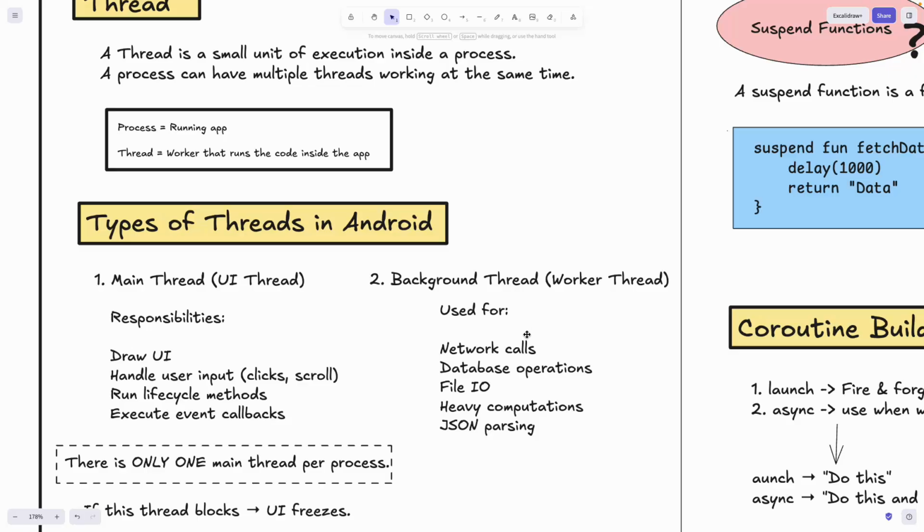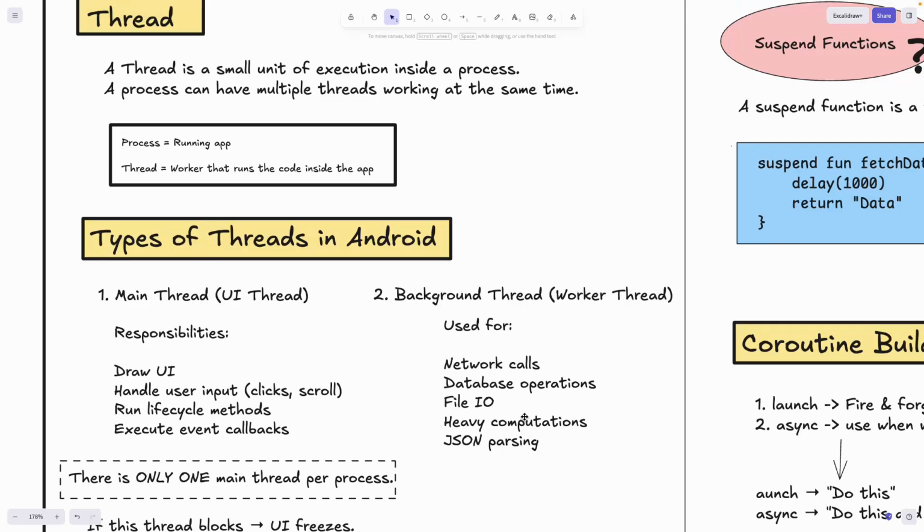Either it may be a network call, database operation, file input/output write operations, or heavy computations like sorting, searching, filtering, these kinds of things, or JSON parsing. These can be run on a background thread because they take some time to execute, right? We should not do these operations on the UI thread, because if we do, ANR will happen. Correct?